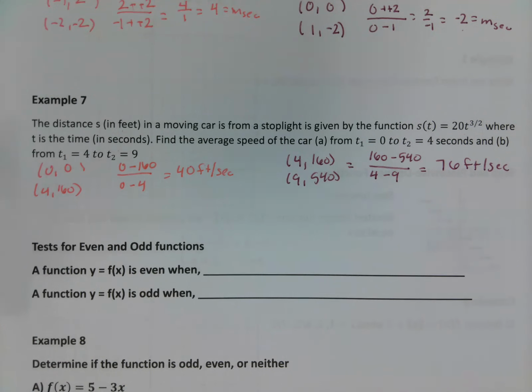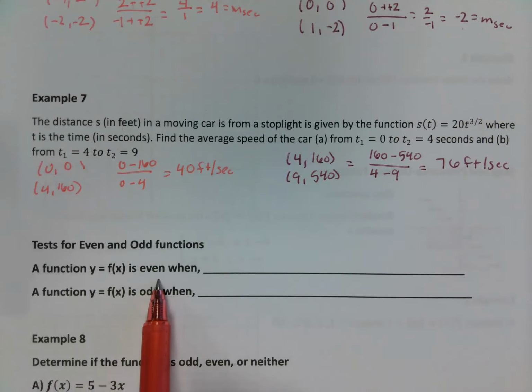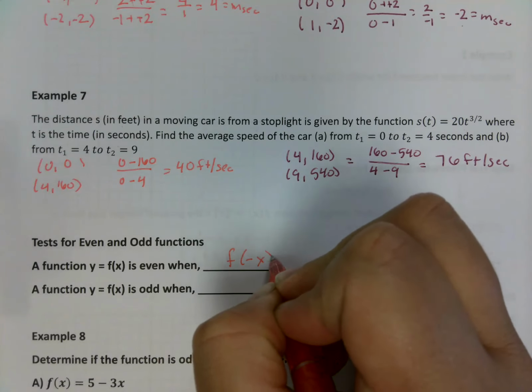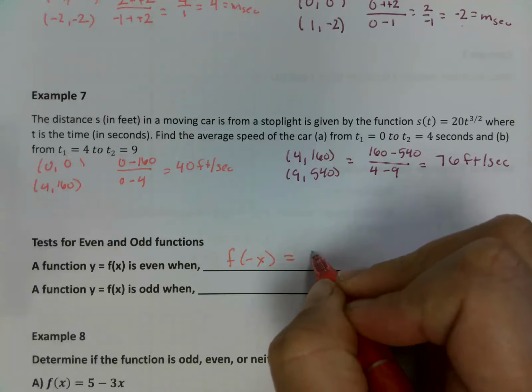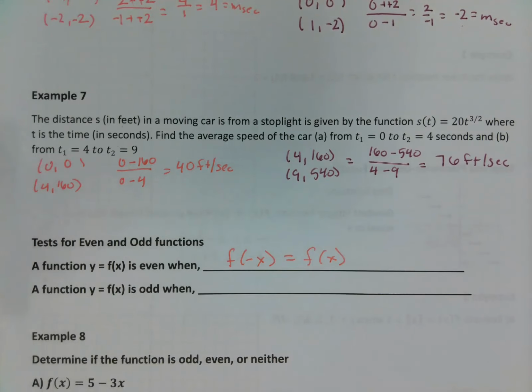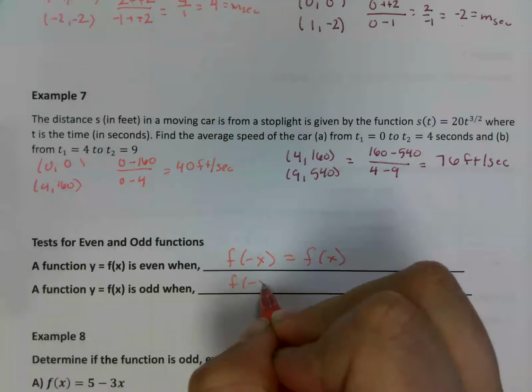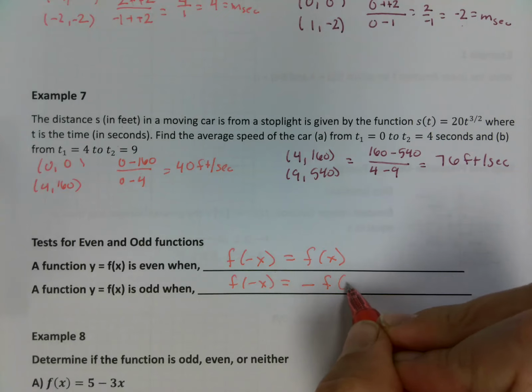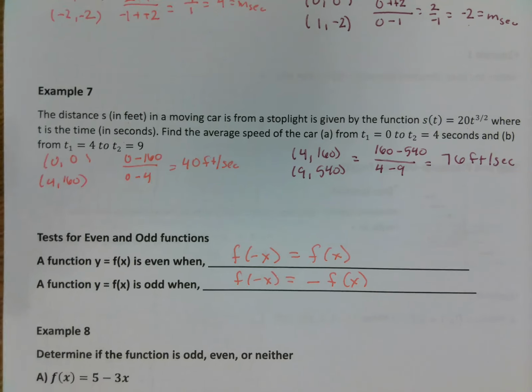Okay, odd and even functions. So if we have an even function, this is true if we plug -x into the equation and we get the original function out. That means it's even. If we plug -x into the equation and we get the negative of that function out, then that is odd. So let's test this.